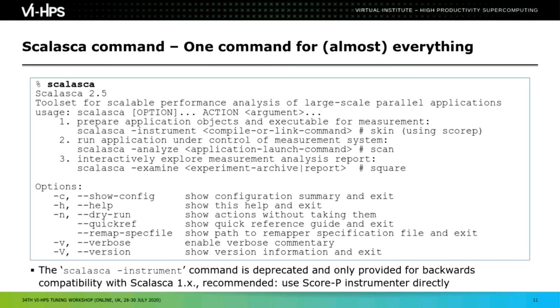So there's one additional command that we're going to introduce to you. That's the Scalasca command. You can think of it as one command for almost everything. It used to do all of the steps of instrumentation, analysis and measurement examination, but we've already seen that now you can use Scorep for the instrumentation part. So that's what we encourage you to use there. But for the other two parts, for actually running the application and controlling the measurement, we would use Scalasca Analyze, and then for the subsequent exploration and processing of the measurement, we would use Scalasca Examine.